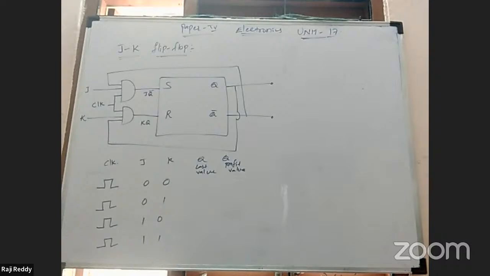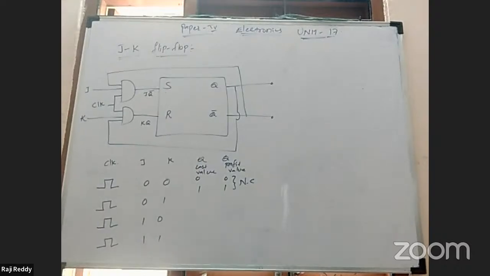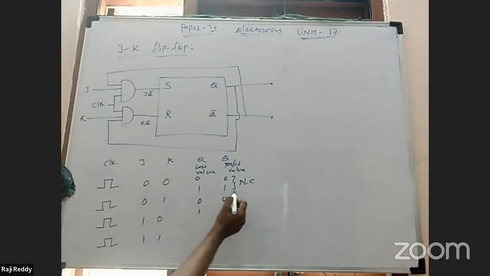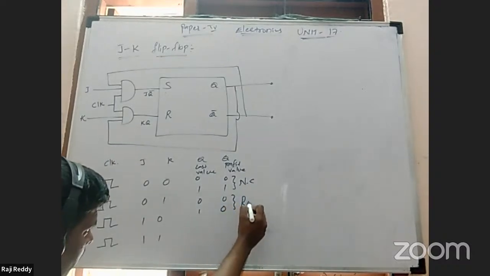When you give the first one, 0 0 input, then there are no changes in the previous data; you will get the same previous data. That is the no change condition. In that condition, you go or else 1 1. This is nothing but no change, NC. Then it goes to changes. With 0 1, the first bit stays as 0 only, the second bit changes to 0. This goes as a reset.